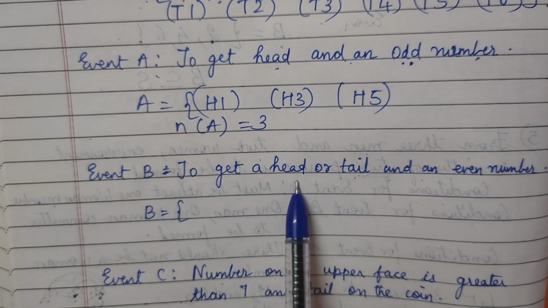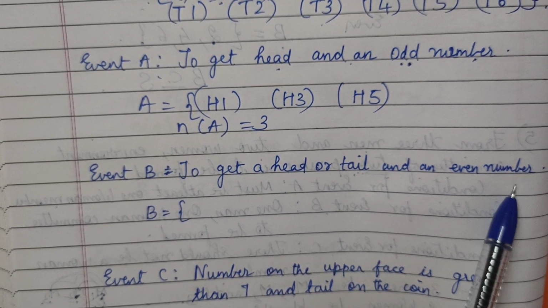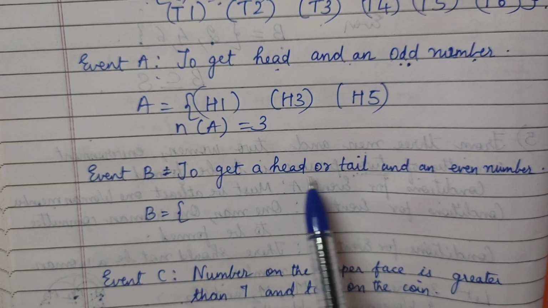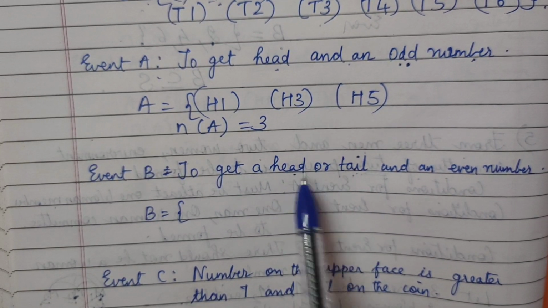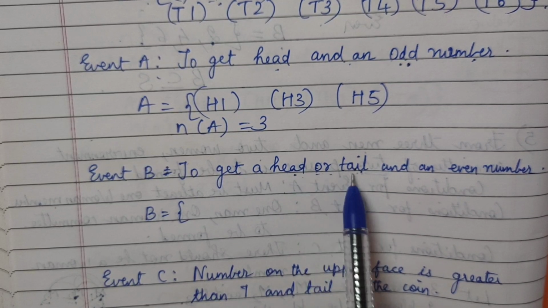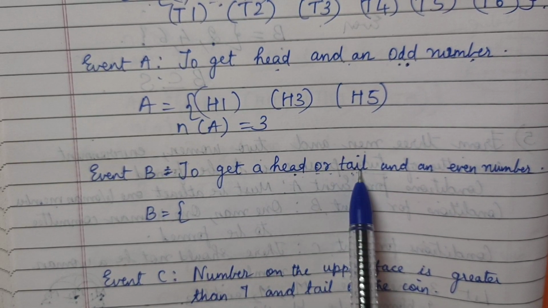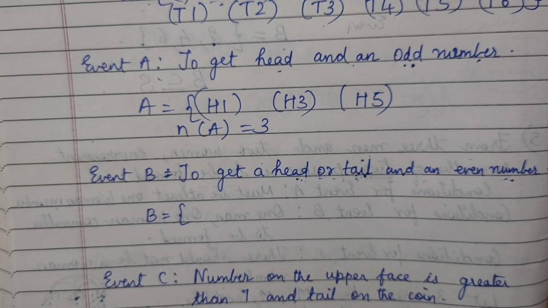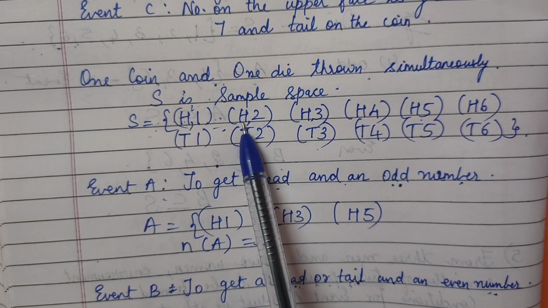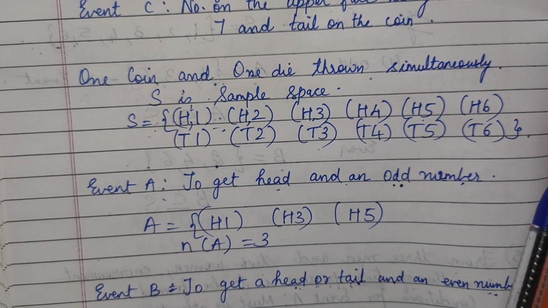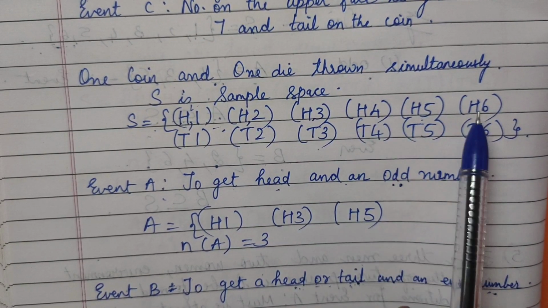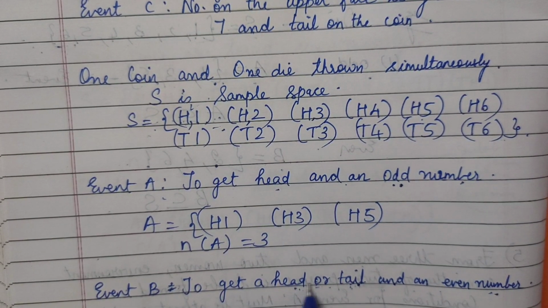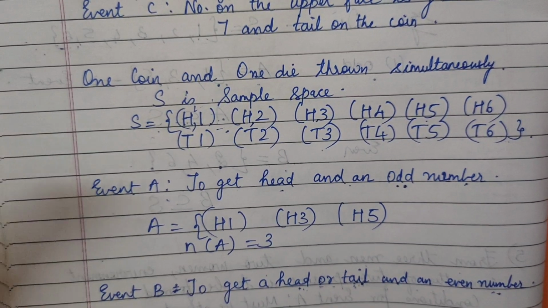Next event, to get a head or tail and an even number. See my dear, we need to understand the question properly. The event here, head or tail. हेड भी चलेगा टेल भी, मतलब कौन सा भी एक, and an even number, लेकिन उसके साथ हेड और टेल के साथ इवन नंबर होना चाहिए. So let's see here. So head, even number means 2, 4, 6, 8. So H2, H4, H6. Similarly tail 2, tail 4, tail 6. Okay, here और बोला तो या कौन सा भी एक.